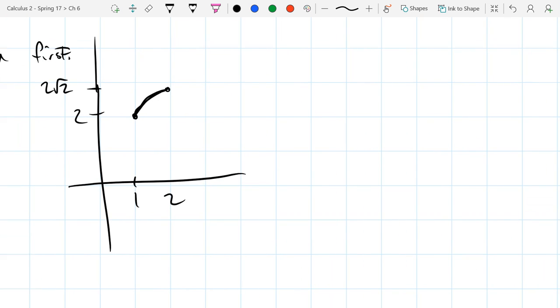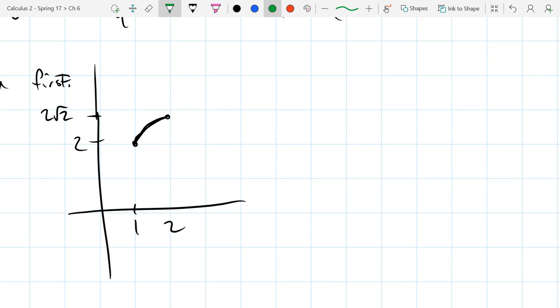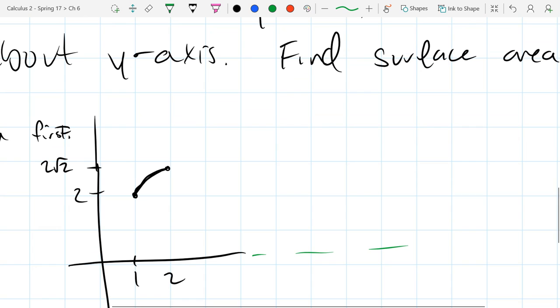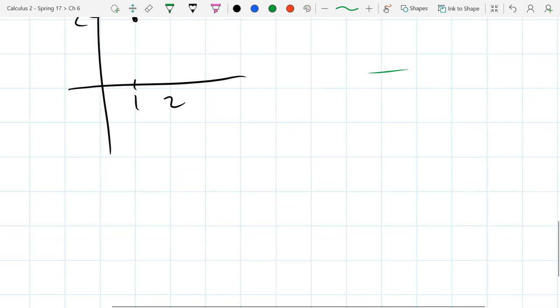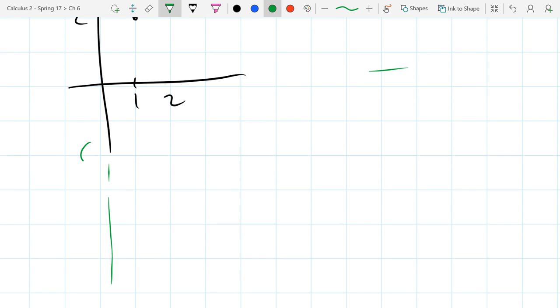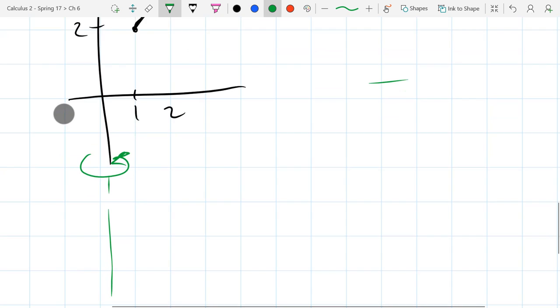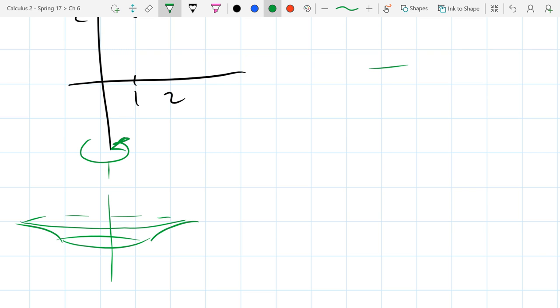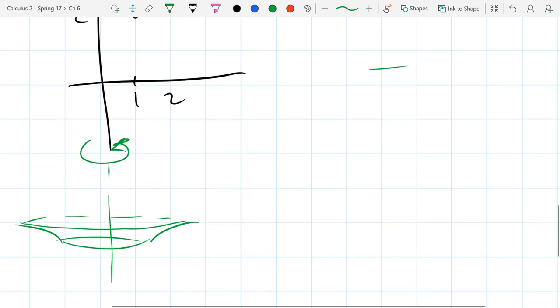All right, so we got our picture. Now we'll rotate this about the x-axis, hopefully. Oh, about the y-axis. That definitely changes things. So if you rotate about the wrong axis, you're not going to find the right surface area. So we're going to rotate about the y-axis. So our shape will look something like this.